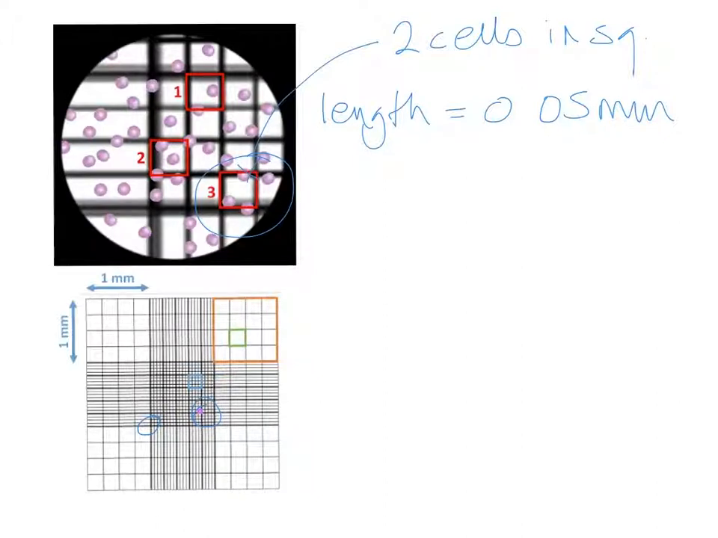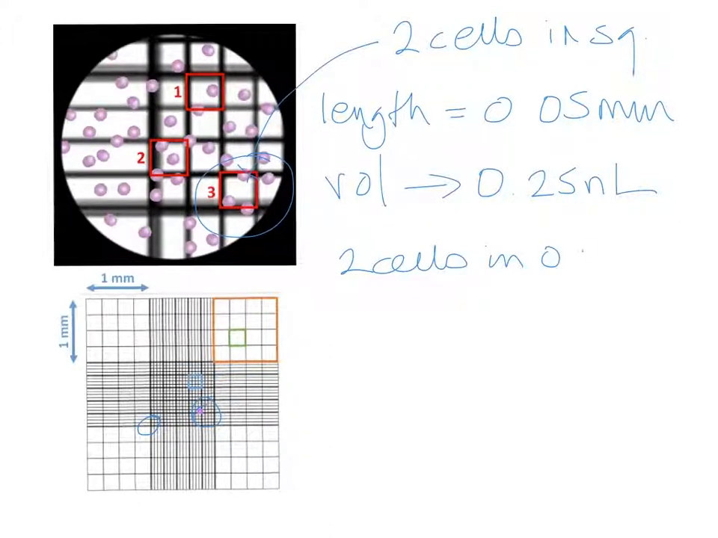So we can use that to work out the volume, which I'm not going to go through because there's another video about that. So if we work out that volume, we should get to a volume of 0.25 nanoliters. Okay, so we've got at the moment our density is 2 cells in 0.25 nanoliters. Okay, so that's not a particularly helpful measurement.